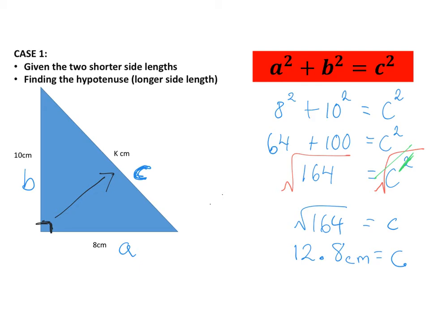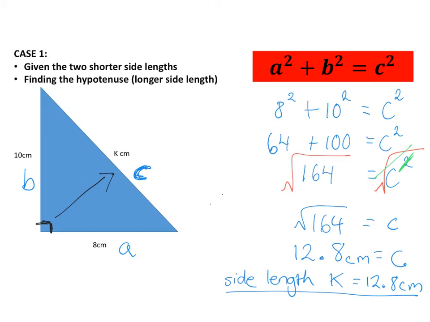So then I can say that side length K is equal to 12.8 centimetres. And that's my final answer. So that's case 1, when I'm given two shorter side lengths and I'm trying to find my hypotenuse.